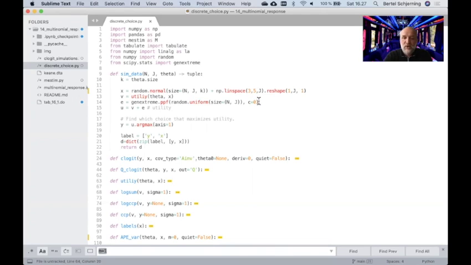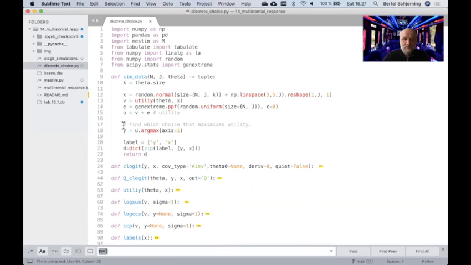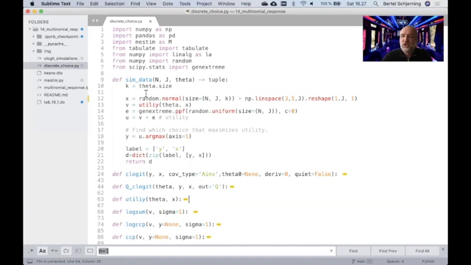because we set the shape parameter, the correlation parameter, to 0. And then we have our combined utility of v and epsilon, and then we find out what is y, the argument that maximizes utility. So this is really an index between 0 and all the way up to j minus 1, depending on which alternative you take. So this is just the random utility model.